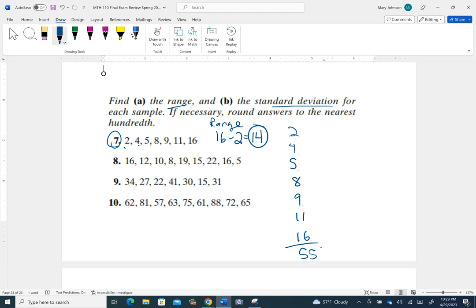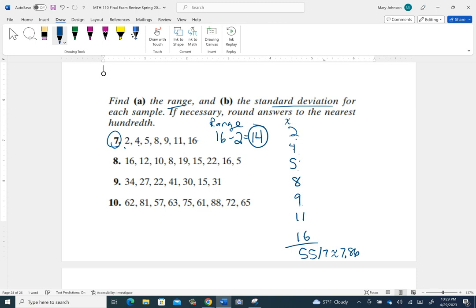I would first divide that by 7, since there are 1, 2, 3, 4, 5, 6, 7 values. Divide by 7. And that gives me about 7.857. If necessary, round to the nearest hundredth. So I might round that to 7.86 or so.